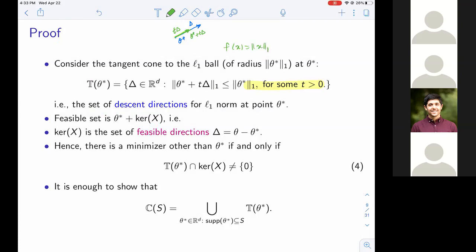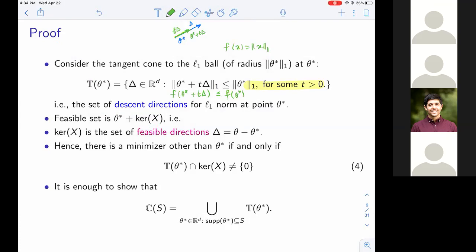So generally, a descent direction for a function is something like this. You can just replace it here. This is saying at theta star, if I start at theta star and move a little bit in the direction of delta, then I can make the function go down, or at least it doesn't go up. Okay. Does that make sense? So why are these interesting?